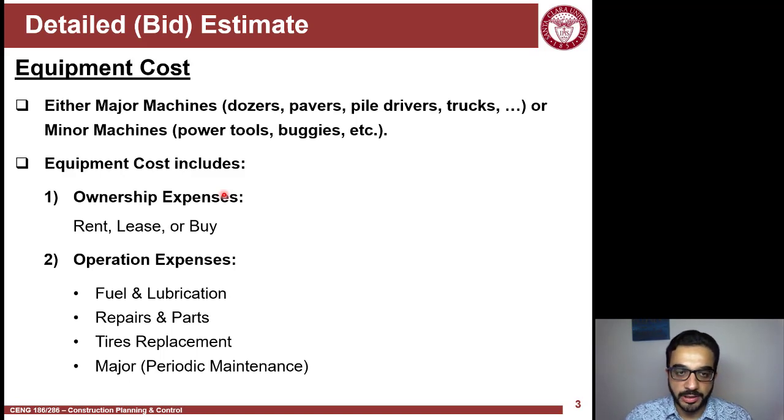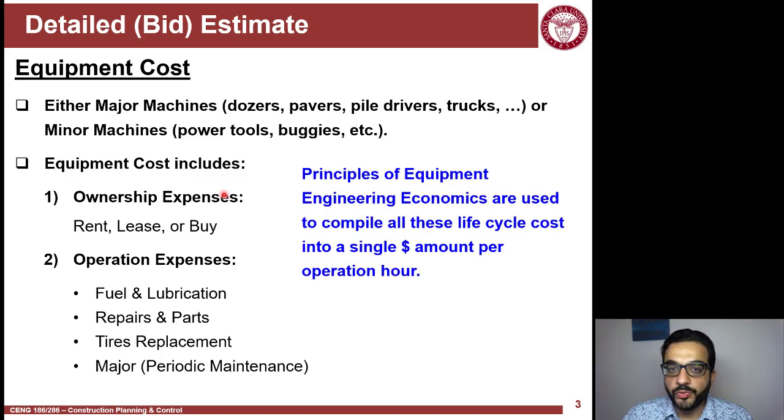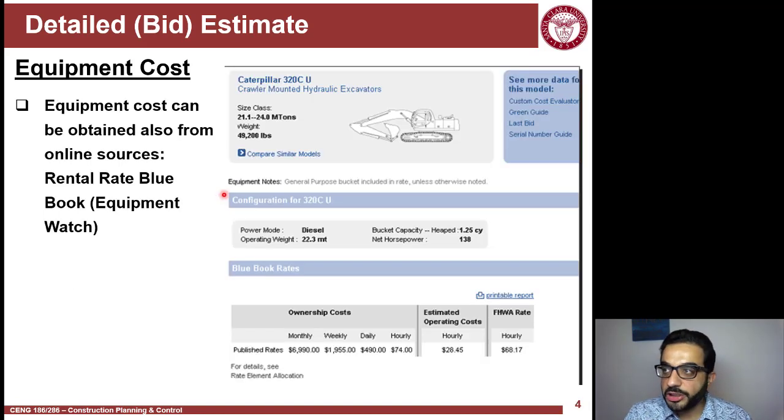That includes maintenance and the parts that you put in. Imagine you have a car: any cost that you spend on the car after buying it is basically operation expense. They use the principles of engineering economics to summarize all of that in a number that's dollars per hour. We'll not get into that.